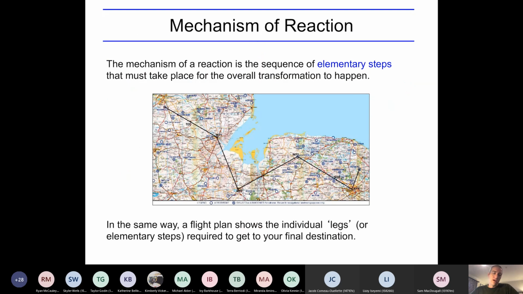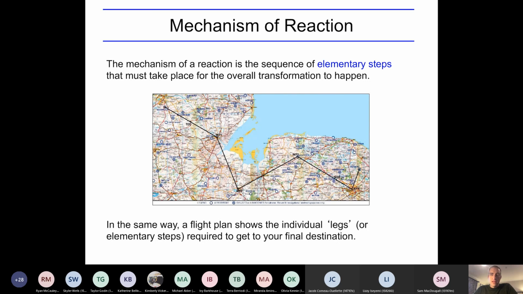All right, we're going to talk about a number of reactions, and for each reaction, we're going to spend quite a bit of time talking about the mechanism of the reaction. The mechanism is basically how the reaction takes place. What is actually going on? What bonds are breaking? What bonds are forming?